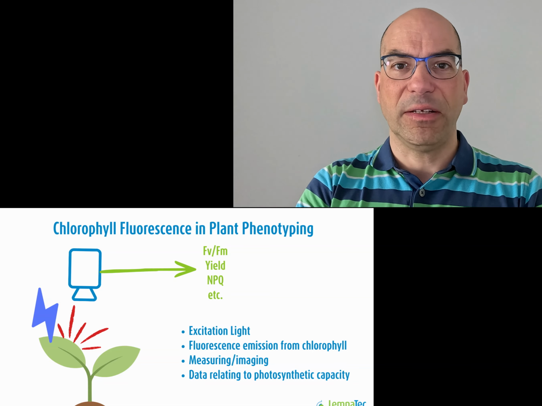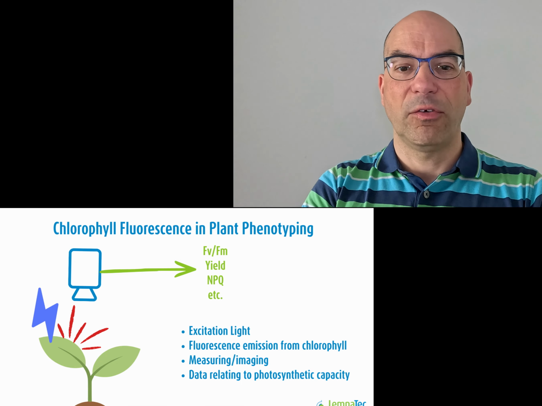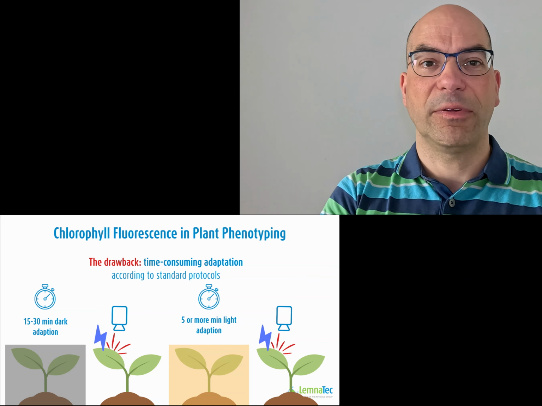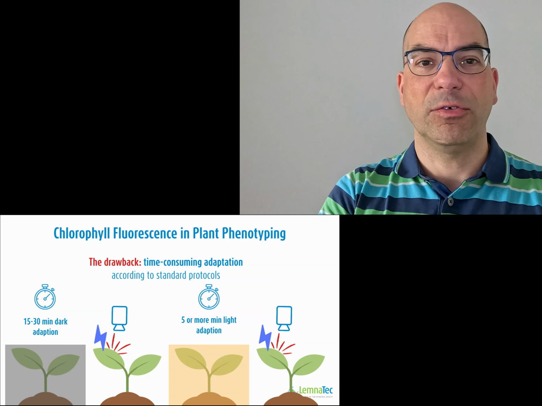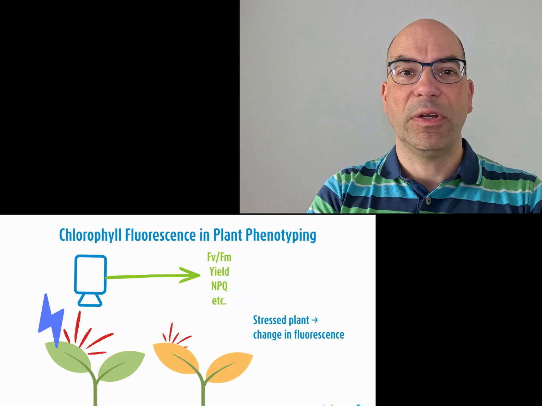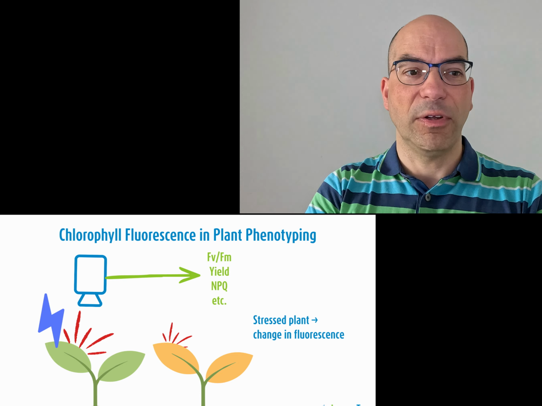However, standard chlorophyll fluorescence protocols frequently include quite long-term adaptation times, for instance dark adaptation or light adaptation, usually lasting several minutes. This slows down the phenotyping processes. The protocols have been developed for photosynthesis research, but do we need the long-term adaptation time in any case when it's about phenotyping, for instance to detect stress?